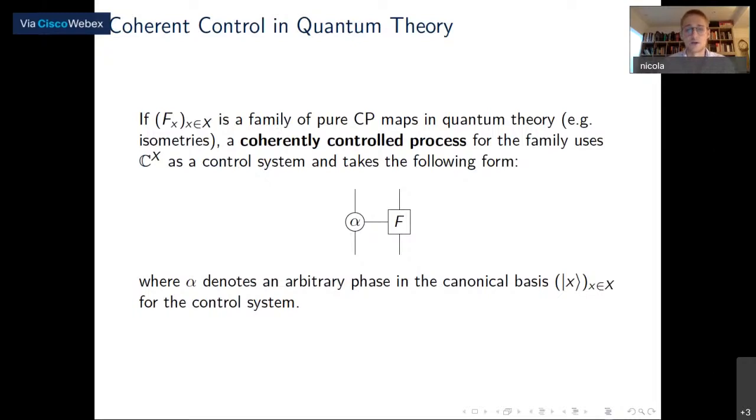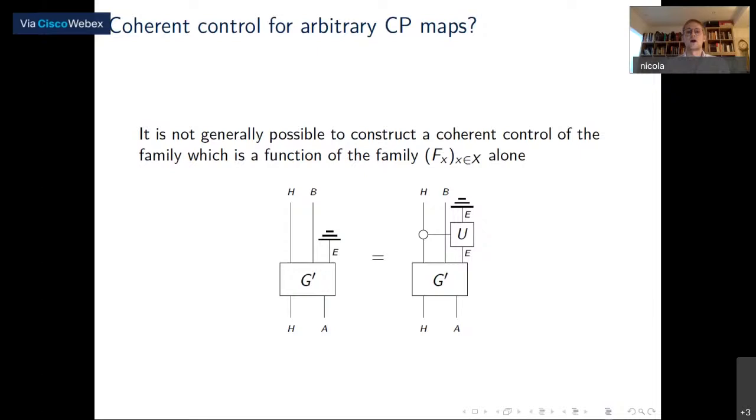It's a canonical way, up to a phase. Now, this is for pure CP maps. What about arbitrary ones? If you give me an arbitrary family of transformations, of morphisms in my category, can I construct such a notion of control? And this is generally not possible.